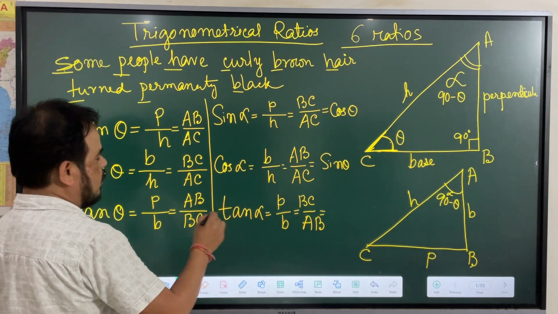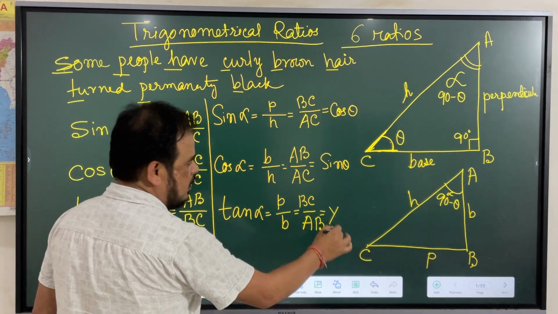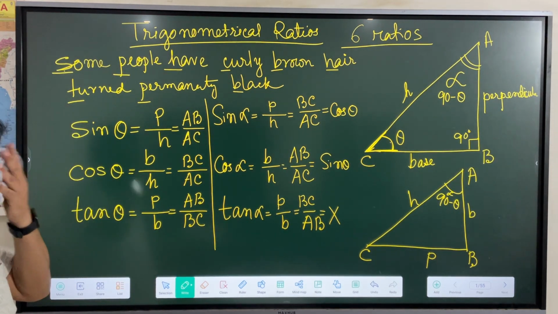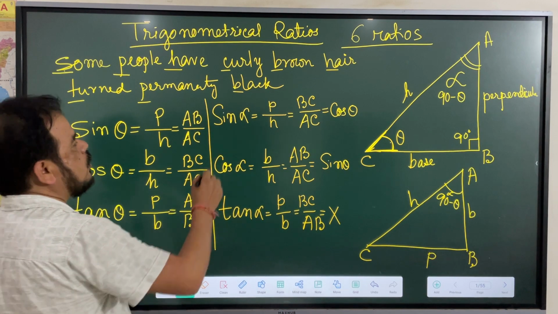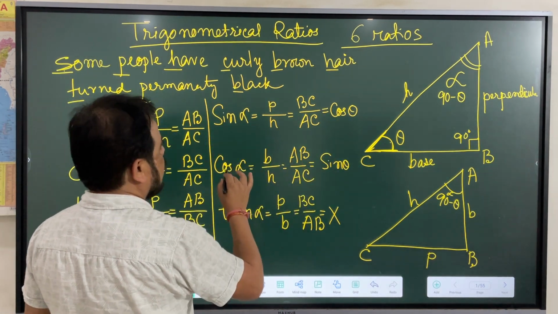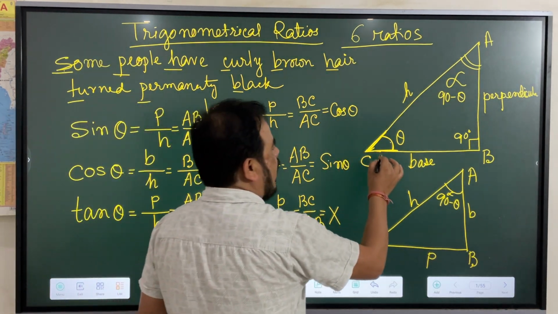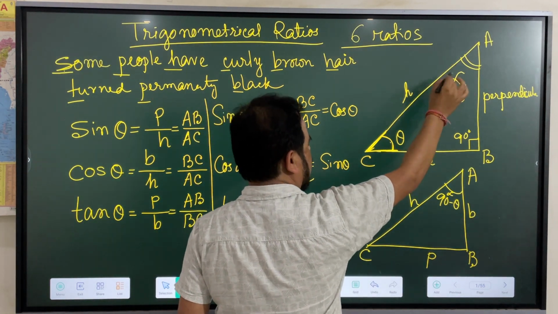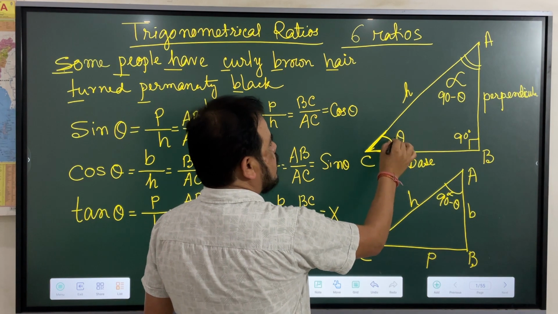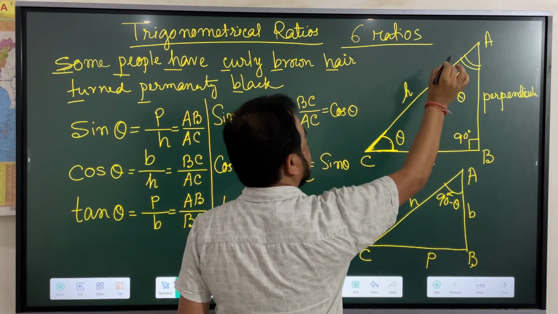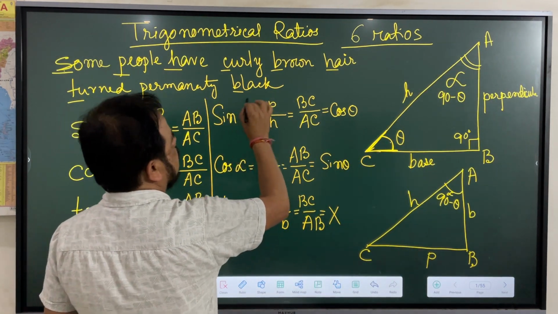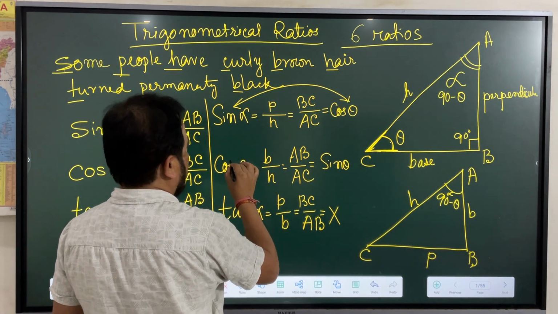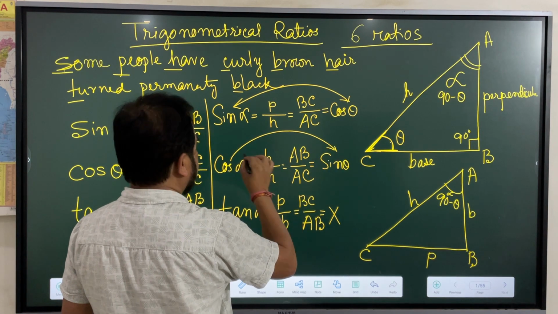Now tan alpha is equal to, this one we don't need now. This one we will learn later on in chapter 7. So what we have understood? Sin alpha equals cos theta, cos alpha equals sin theta. That means sin of this angle is equal to cos of this angle, and cos of this angle is equal to sin of this angle. This is what we have learned.